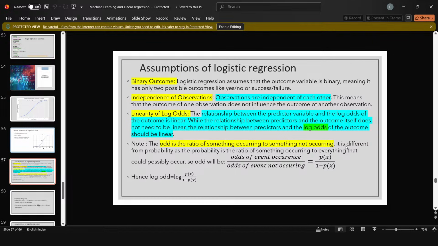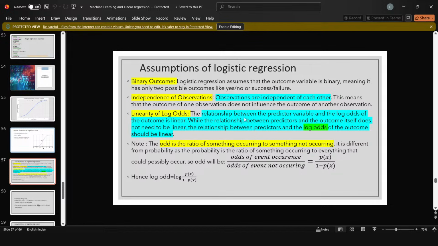Yeah, so all these are theory. You can just learn it yourself. Assumption: binary outcome. As we said, we can only classify whether something is failure or success, or yes or no, and so on. The outcome variable is binary. Next, independence of observations. Similar to the observation assumption we saw in linear regression, this also assumes that the x values of the data are independent of each other. That is, one observation must not influence the other observations.